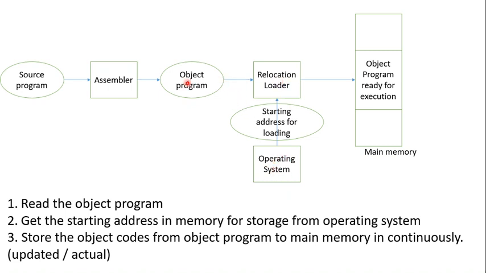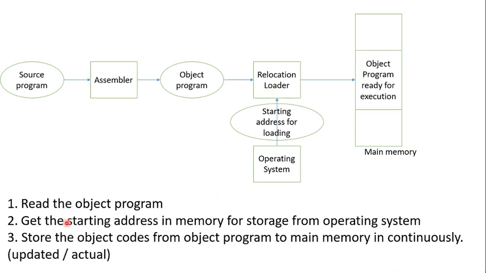As soon as the relocation loader gets the object program, it will fetch the starting address in the main memory from where the main memory is available free. From where? From the operating system. So the operating system will give you the starting address from where the main memory is available free. So from there your relocation loader will start loading.